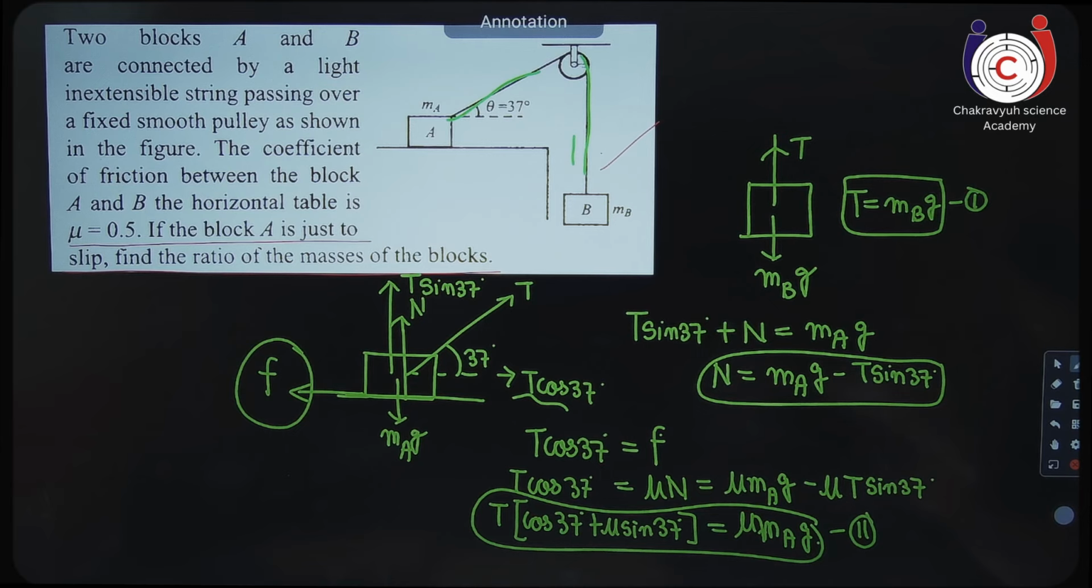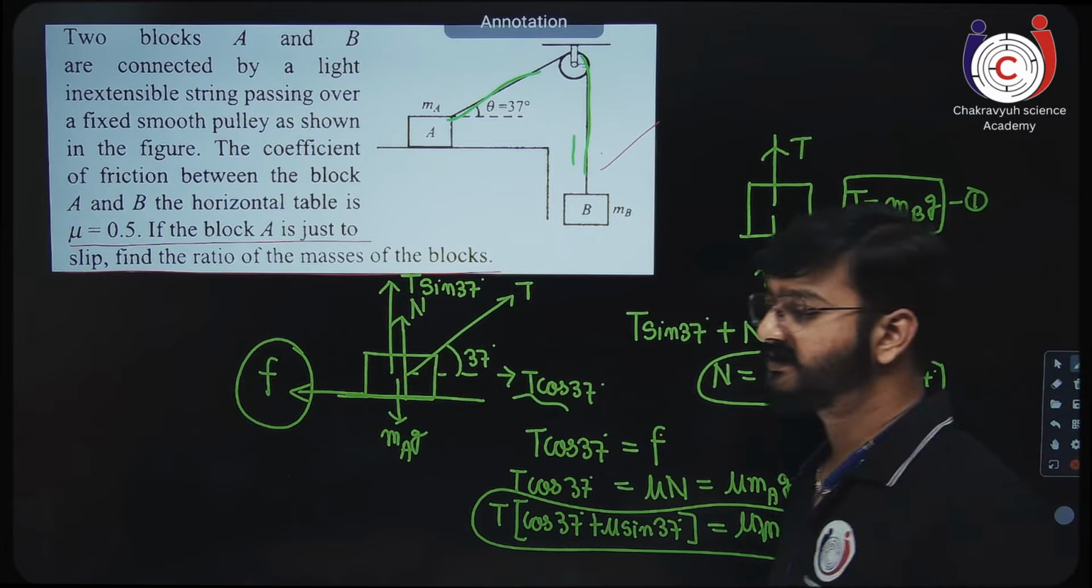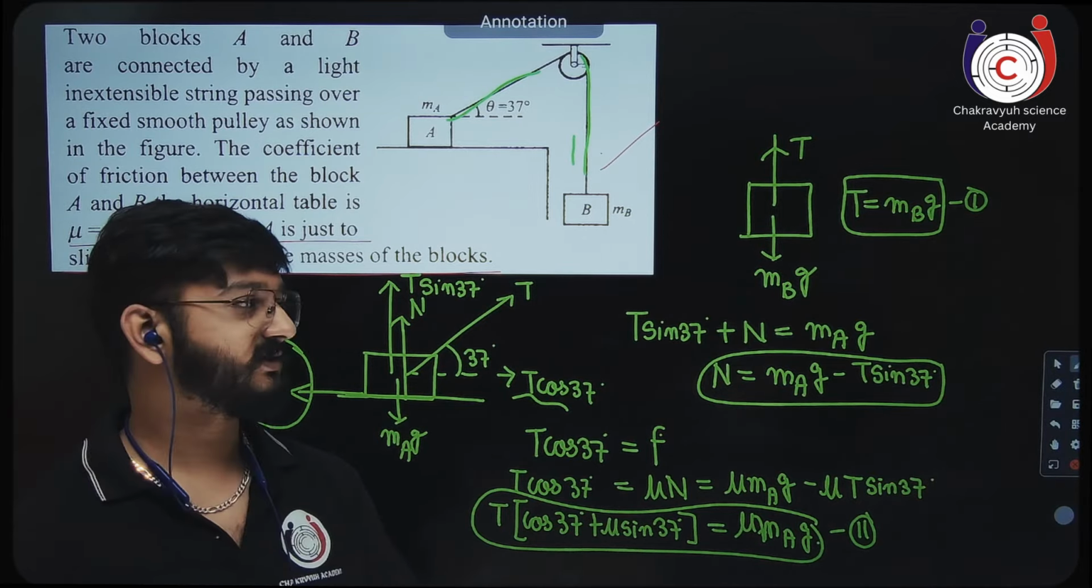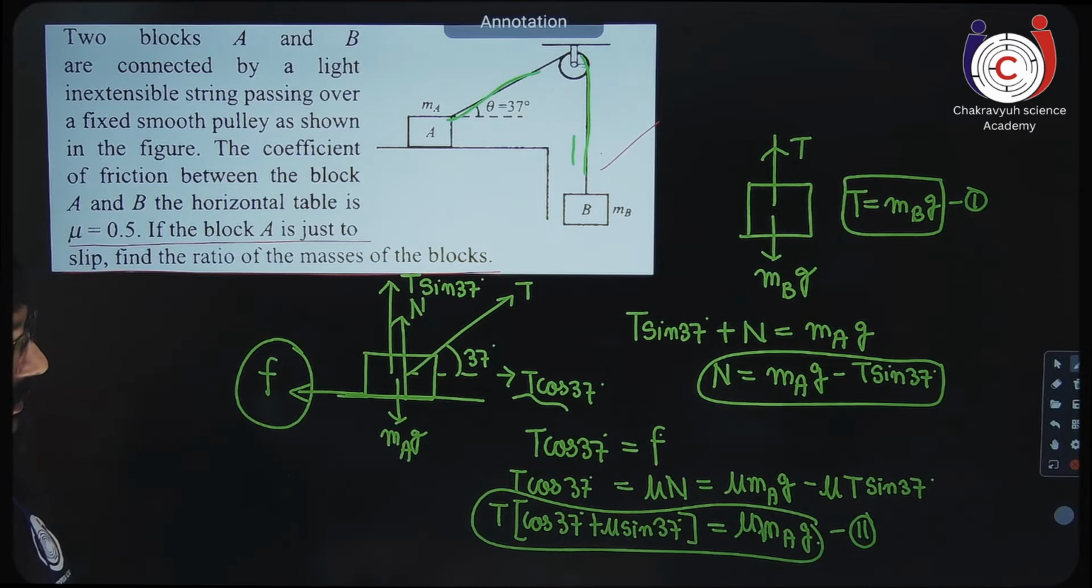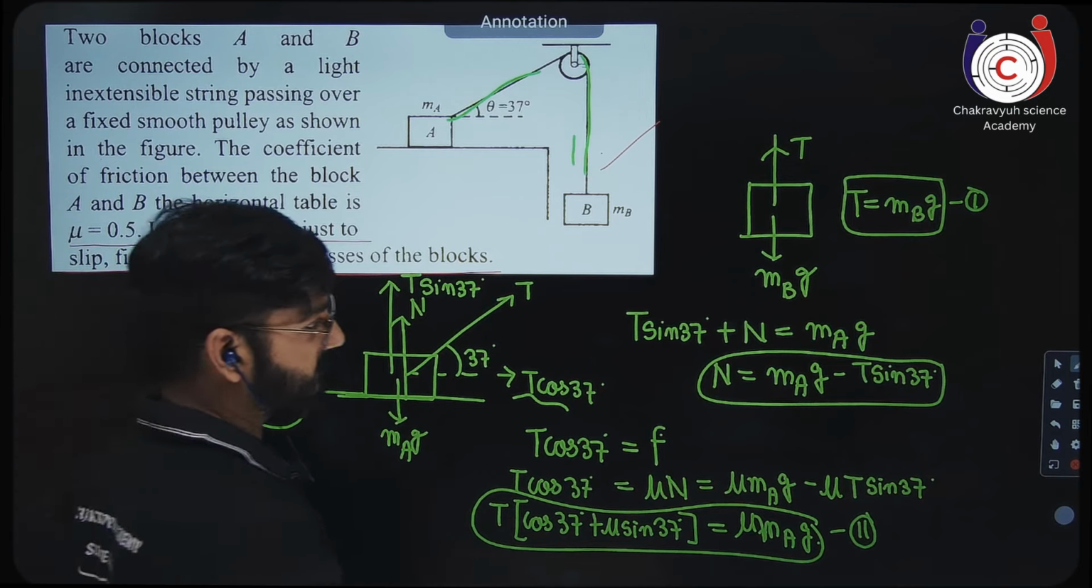Because it is just about to move. Acceleration will be negligible at that time. And remember these things: if it is a tendency to move, it means force is almost the same as Fs max, and acceleration will be 0 at that time.